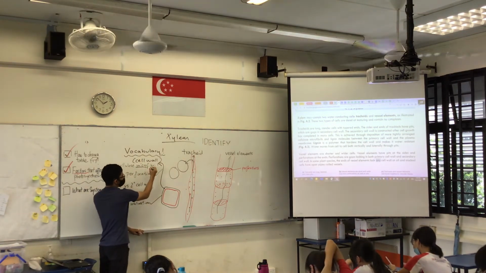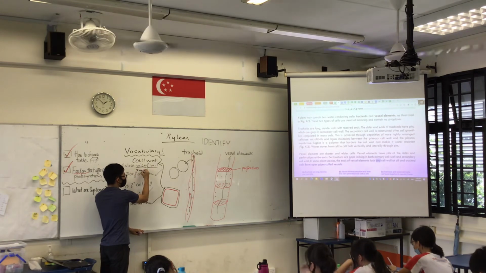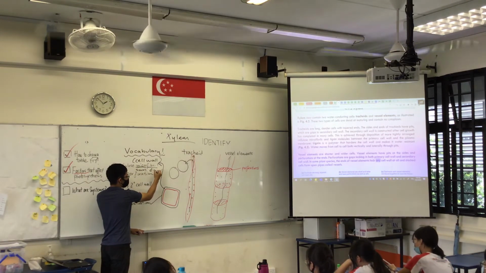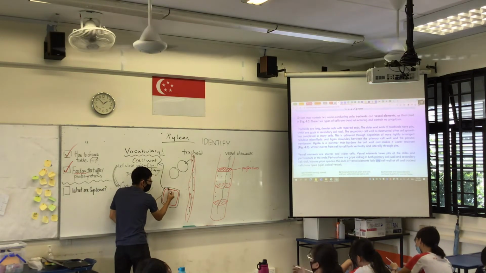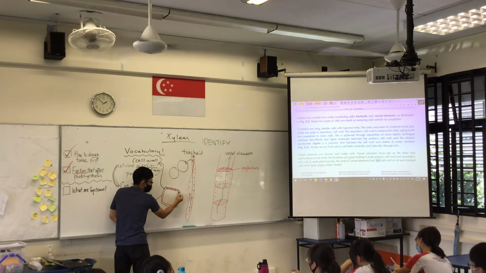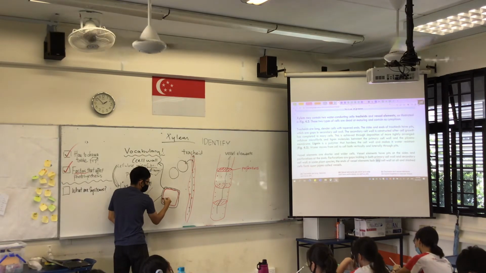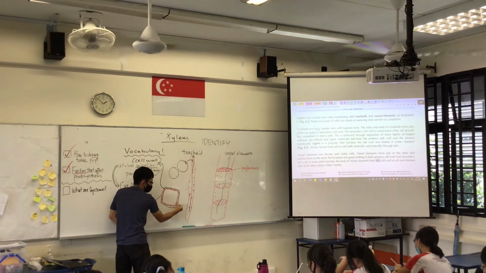So what is the word microfibril? Micro means small, fibril means fiber. So what they are saying is, your cell wall is made up of many cellulose fibers. And that's what it means.